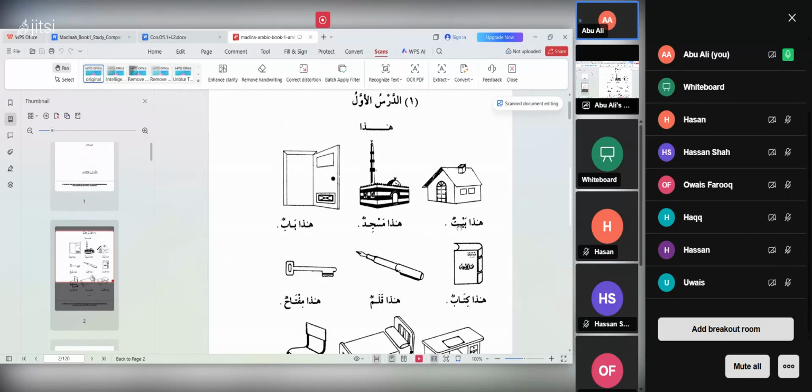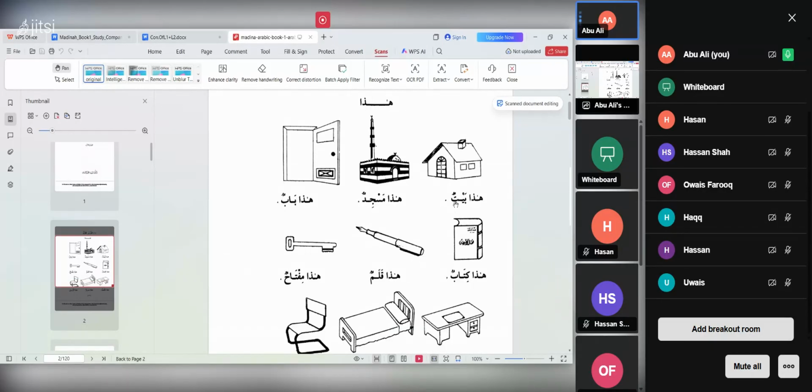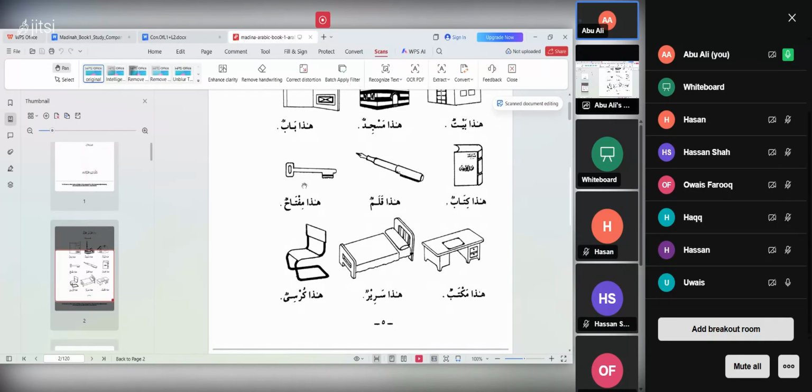Let's say first of all translate. بيت means a house. You can see the picture. مسجد means a mosque. باب means a door. كتاب is a book. قلم is a pen. مفتاح is a key. I had to look at the picture to know what it means. مكتب means a desk. I'm just kidding. سرير means a bed. كرسي means a chair.